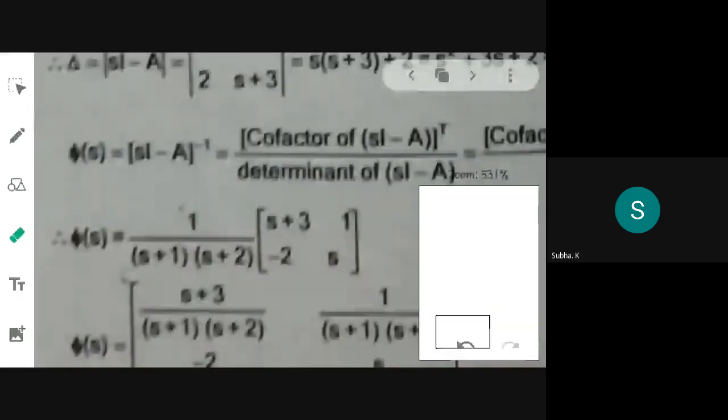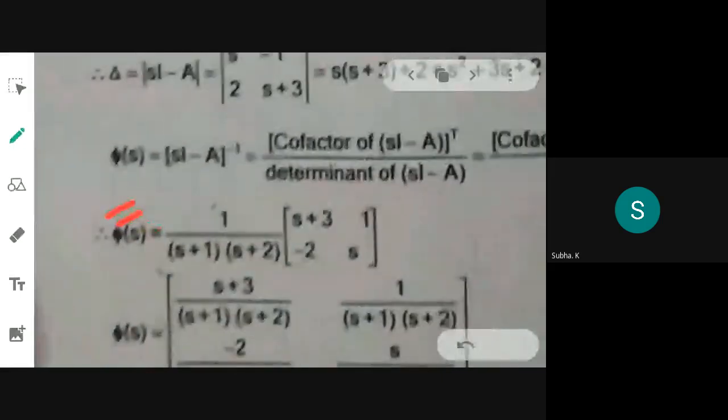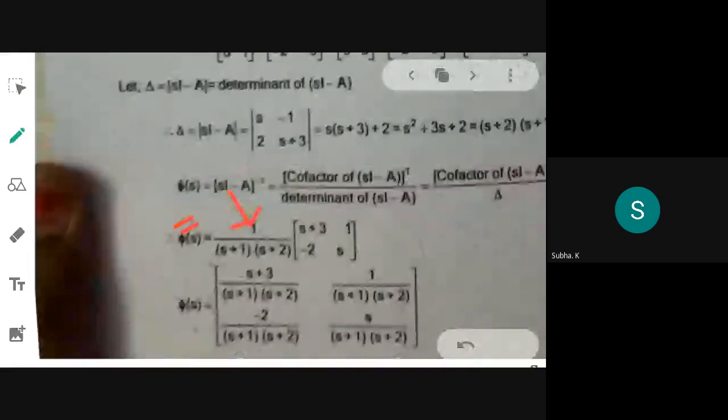So you know that this is (sI minus A) inverse, by using the formula: cofactor of (sI minus A) transpose divided by determinant of (sI minus A). Then I have to multiply as usual the two elements. Then I have to take the inverse Laplace transform. So in order to take the inverse Laplace transform, I have to take partial fraction expansion.